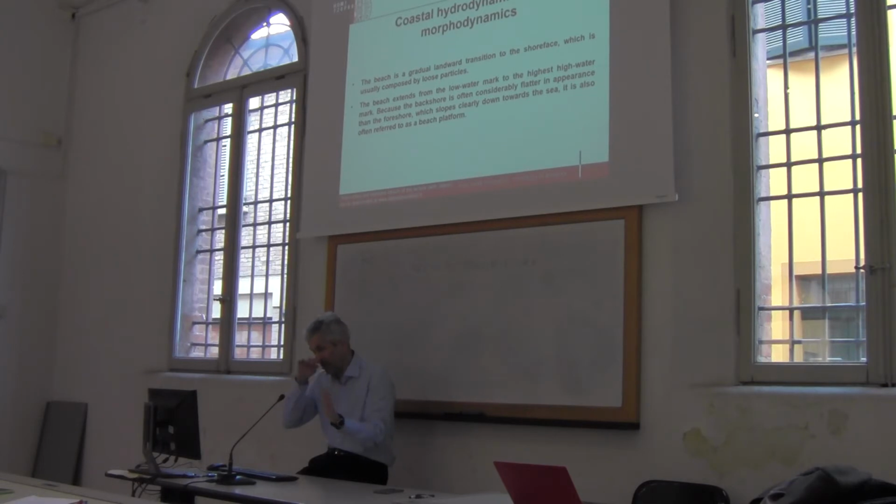So basically you get the highest high water mark and the low water mark, and we define as beach all of this region. The dune is part of the beach, even if it is reached by water maybe every 50 years, and this is why you have vegetation there. But it's still part of the beach.